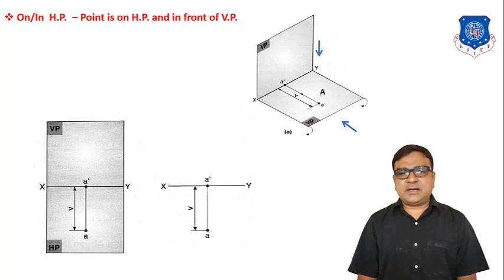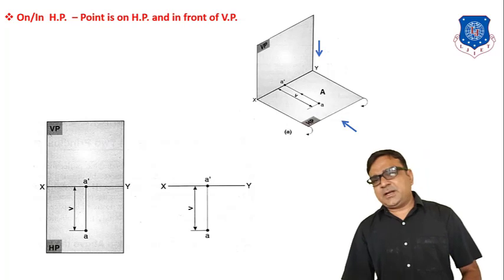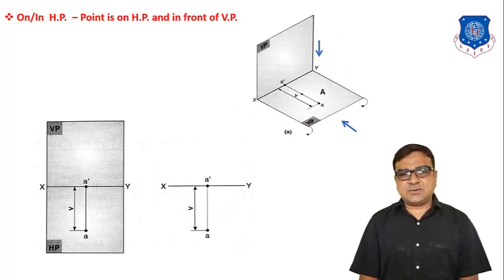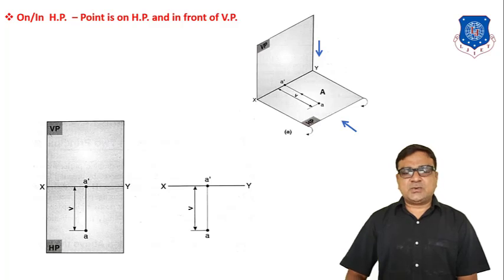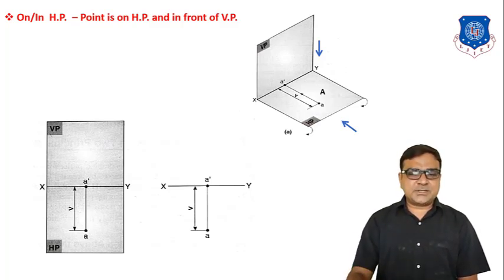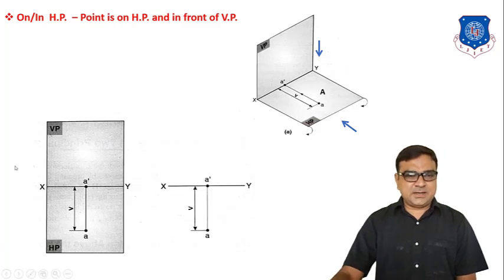Look at the projection of A on the vertical plane. A dash is exactly on XY. The projection of A from the top view on the horizontal plane is small a. When you move the horizontal plane clockwise 90 degrees, our projections look like this: XY, in which A dash is on XY and our top view small a is below XY at distance V.